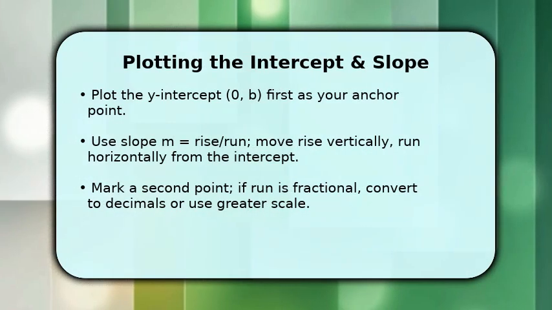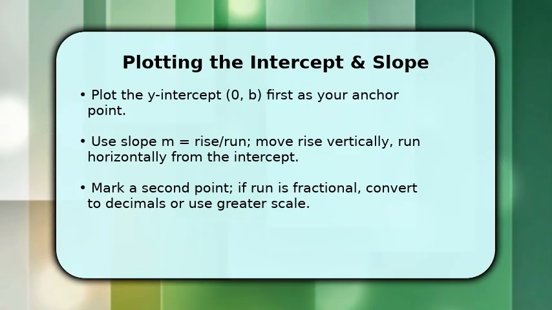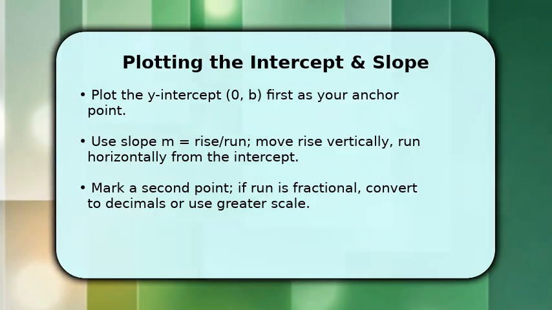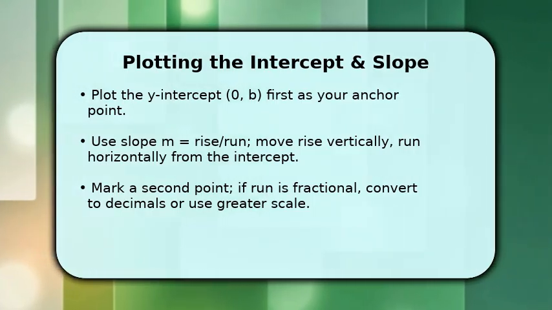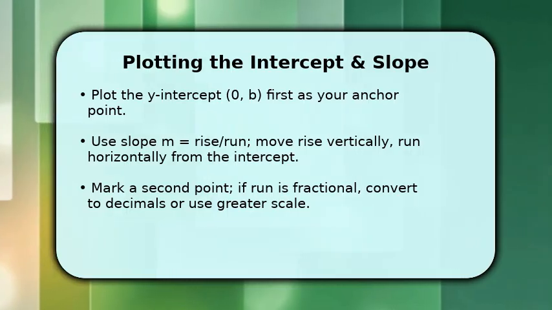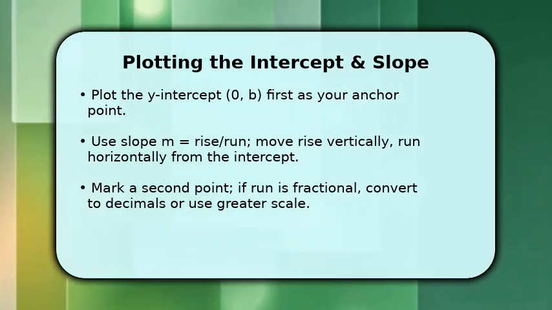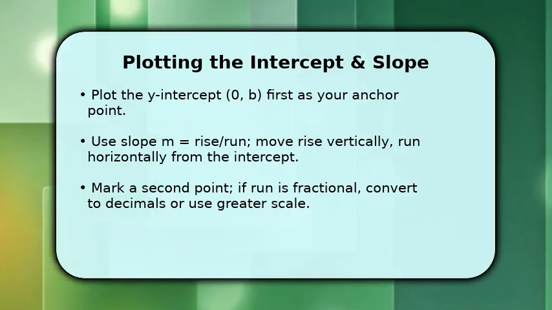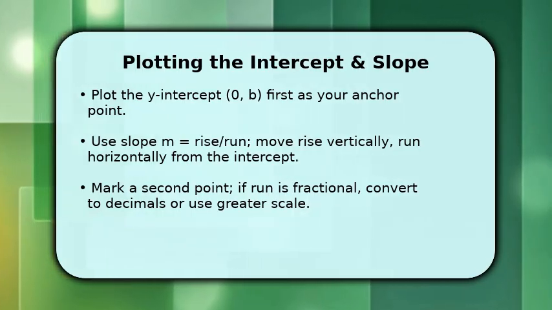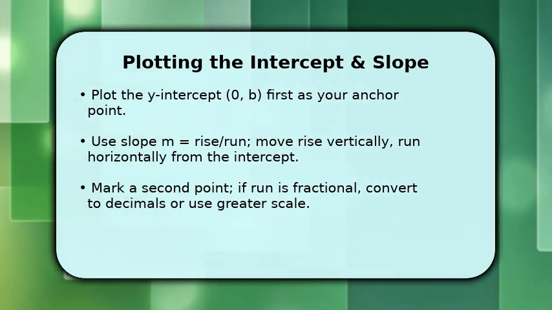Intercept first. You now place the y-intercept on the coordinate plane as your anchor. That establishes where the line crosses the y-axis. Next, apply the slope m equals rise/run. Move up or down by the rise, then right or left by the run, so you create a second precise point. Once you have 2 points, draw the line through them.